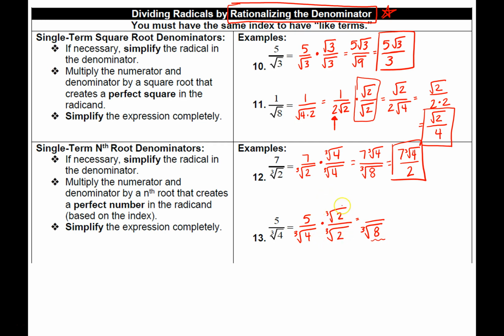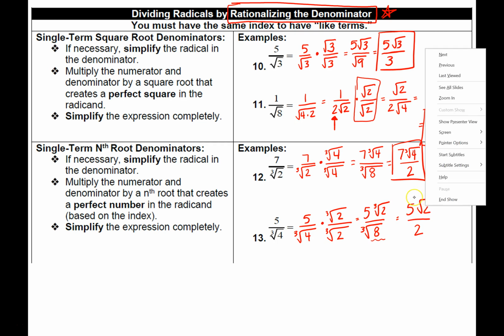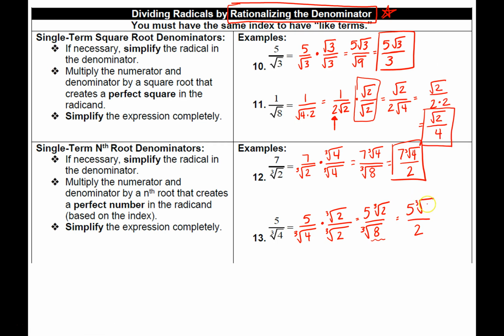All right, so up top I've got 5 times the cube root of 2, and then my denominator simplifies. The cube root of 8 is 2. My numerator is just along for the ride right now. And that's not going to simplify because I can't divide 5 by 2 and make it any more simple. So that one is done.